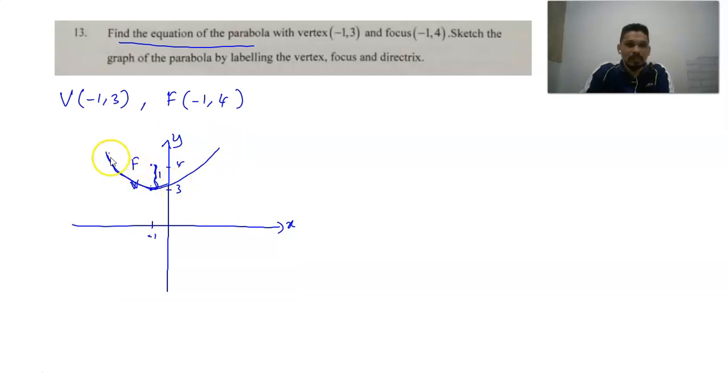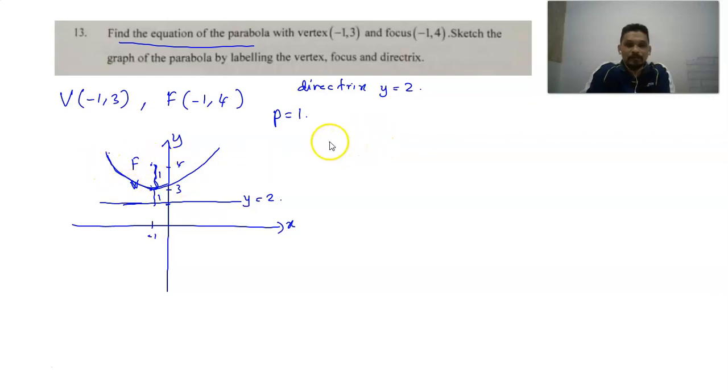So this is the parabola with a vertex of negative 1, 3 and focus negative 1, 4. The distance from this point to this point is 1, so p equals 1. And the directrix, of course, is the distance of 1 unit from the vertex y equals 3, so we have y equals 2. The directrix line will be something like this: y equals 2.